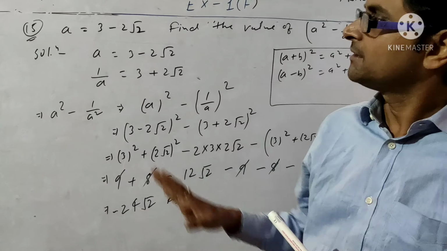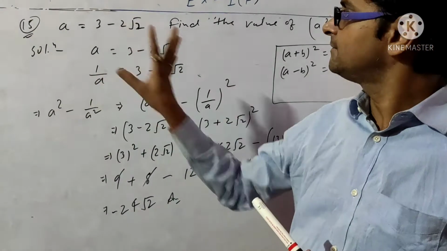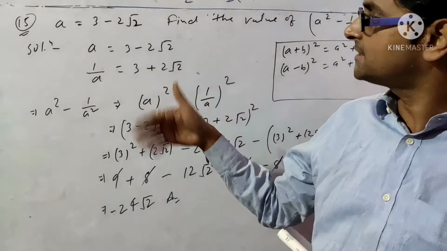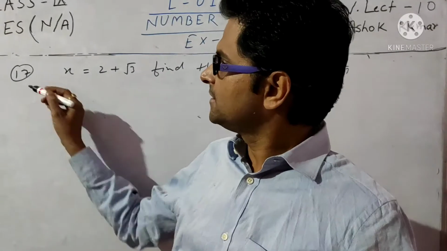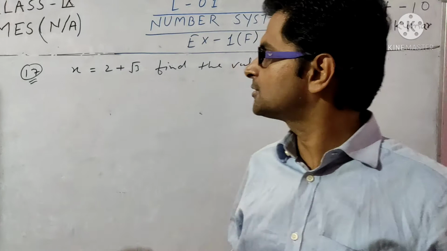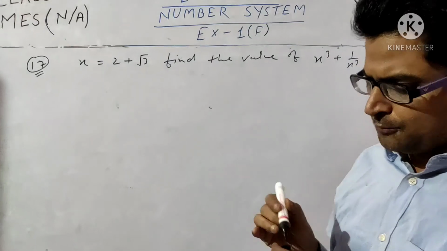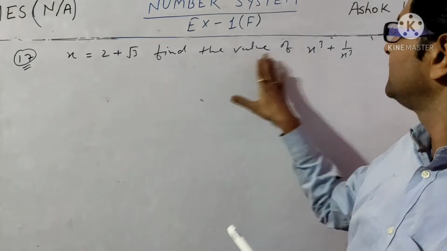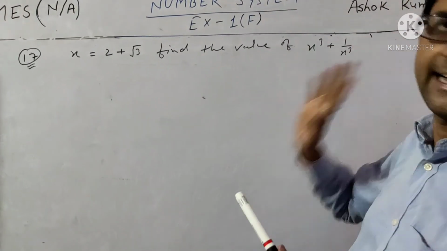Okay student, this is question number 15. 15 is completed and the next question is question number 17, the last question student. X is equal to 2 plus root 3. Here again the same information is given. Find the value of x cube plus 1 by x cube.